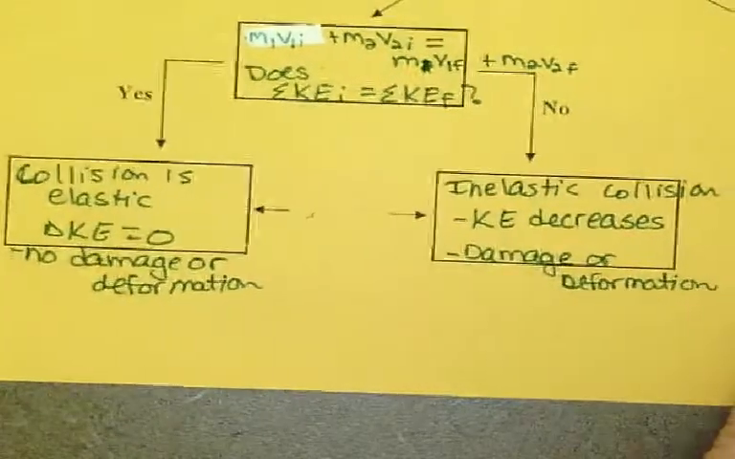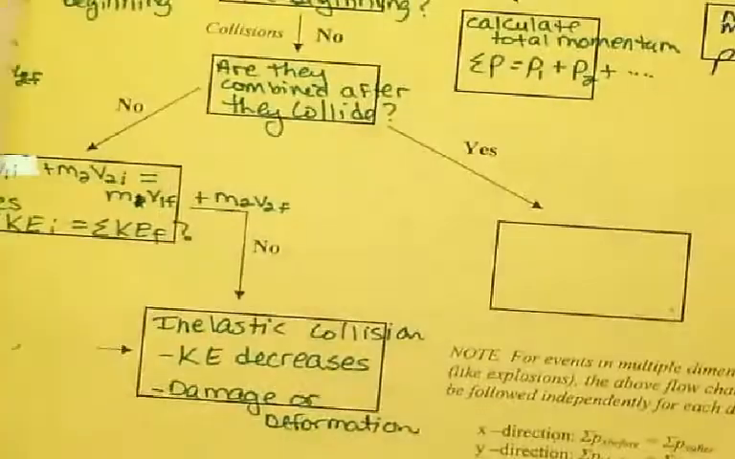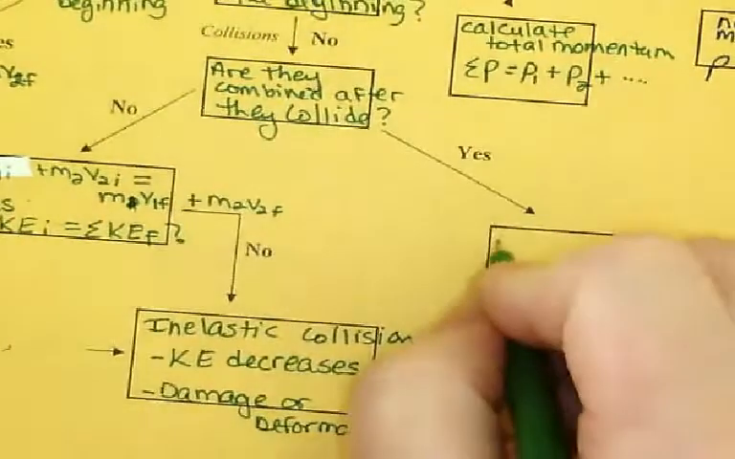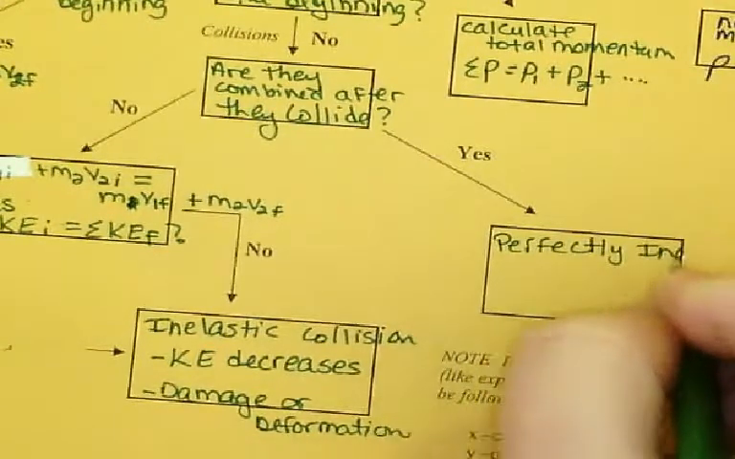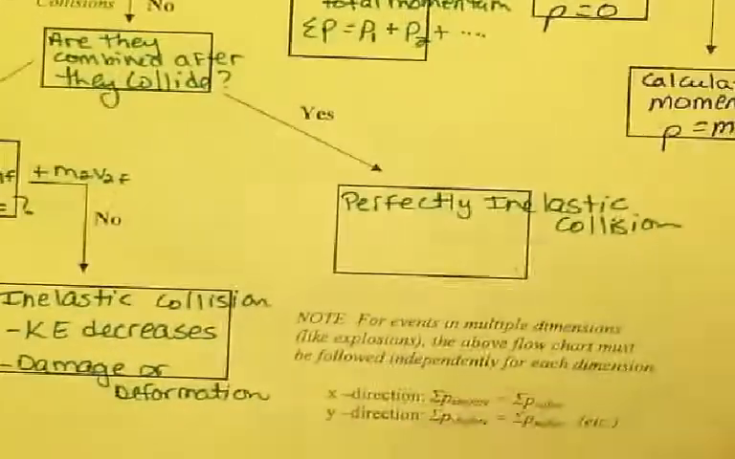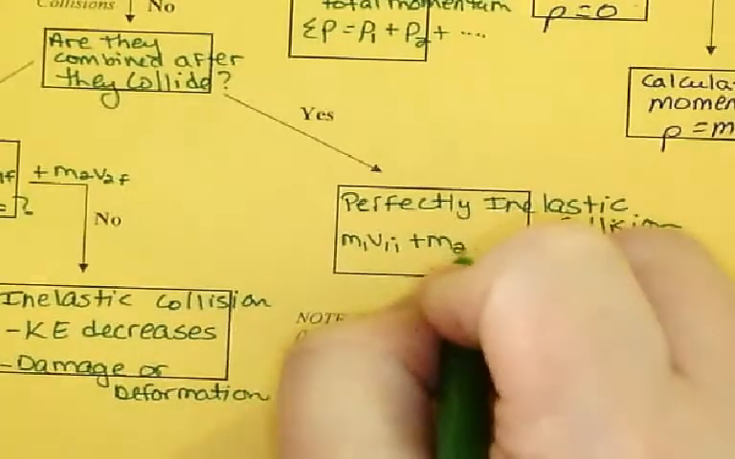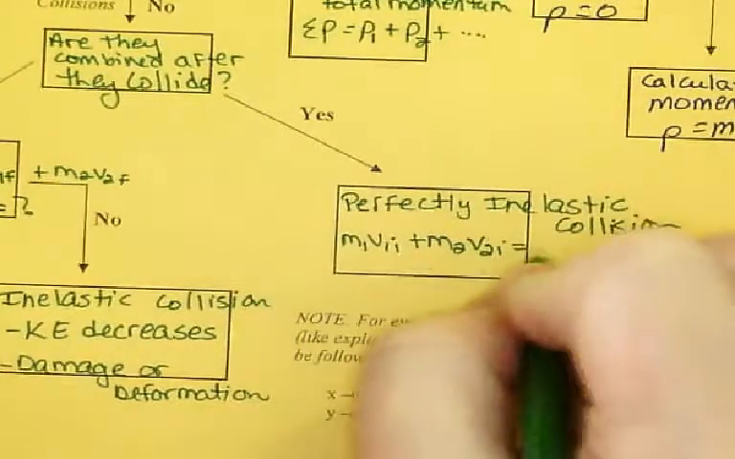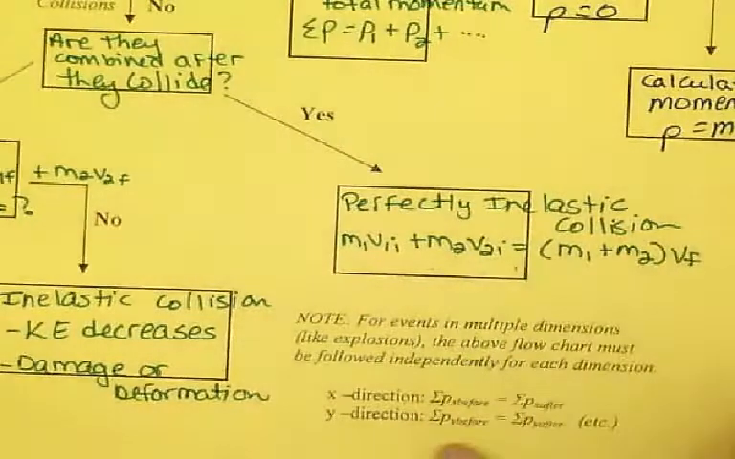All right. So moving over, we're going back up here. Are they combined after they collide? So if they are combined after they collided, then that means you have a perfectly inelastic collision. Perfectly inelastic collision, and that means that the individual momentums before, we still add those together. But then afterwards, they're going to have one large mass times some final velocity there.